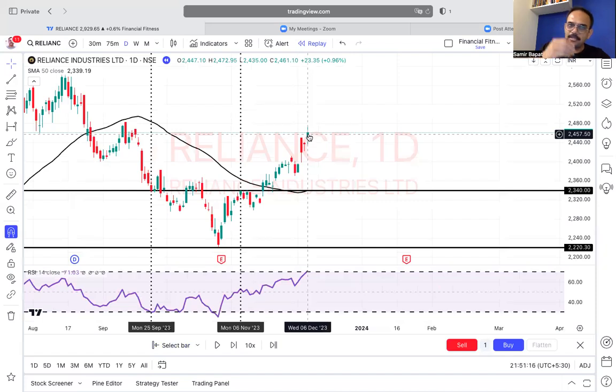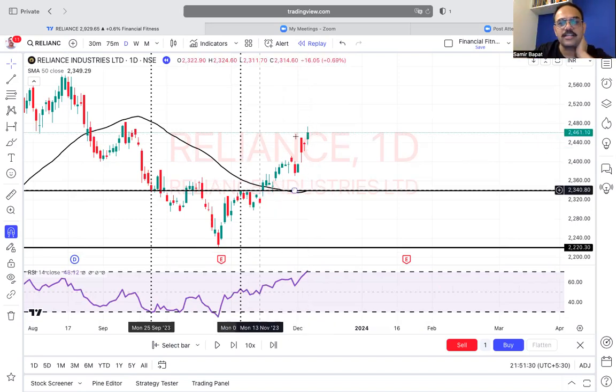Correct? Agreed? See, as soon as it went to overbought situation, I will say, okay, I'll book 50%. Let's say if I purchase 10 shares, I will sell 5 shares. तो कम से कम 5 shares का तो profit आ गया यहां तक. Agreed? Yes, no? Hello? Yes? Okay.